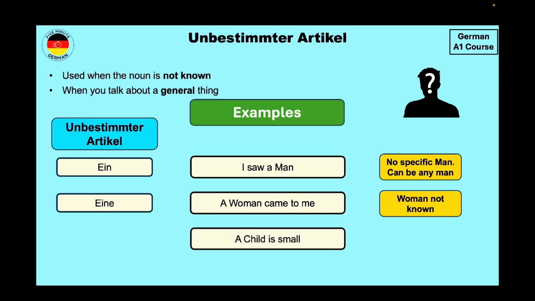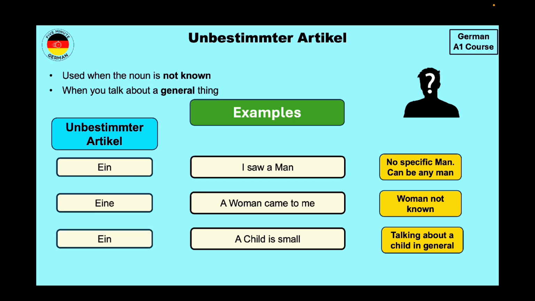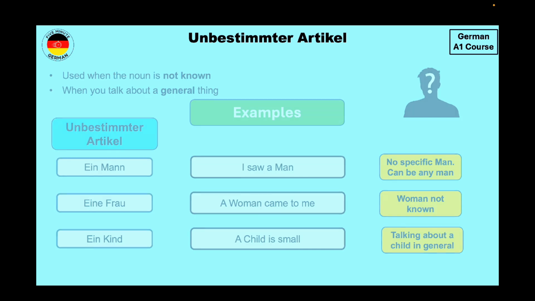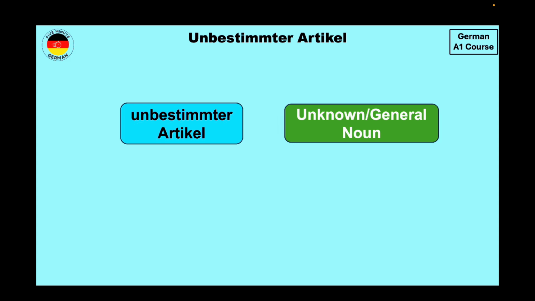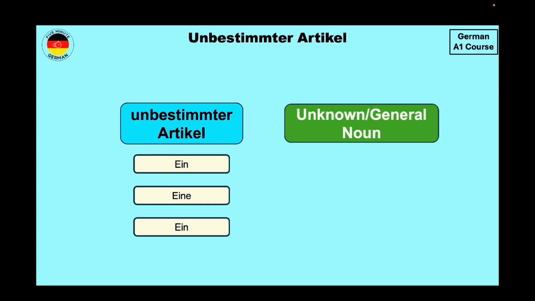And the third one is, a child is small. So over here, we are talking about a child in general and not about any specific child. So that's why we will use ein, which is the unbestimmter article which comes before neutral nouns. So with the noun, these articles become ein Mann for the masculine case, eine Frau for the feminine case, and ein Kind for the neutral case. So we see that whenever the noun is unknown or a general noun, then we use the unbestimmter article, and these articles are ein, eine, and ein.